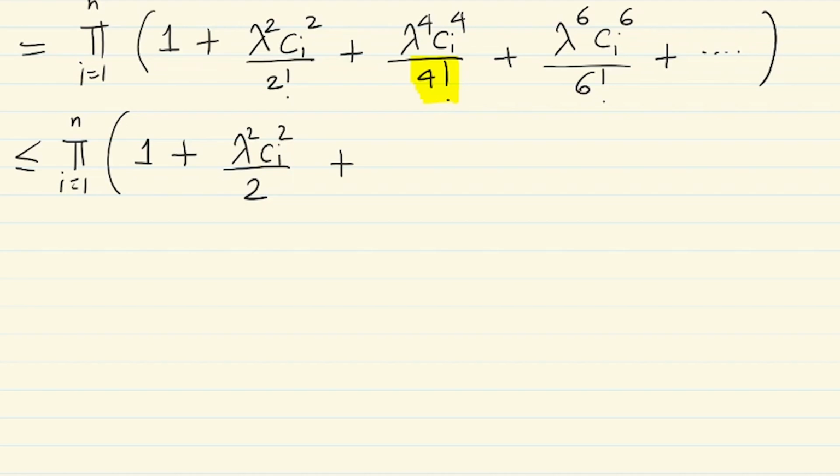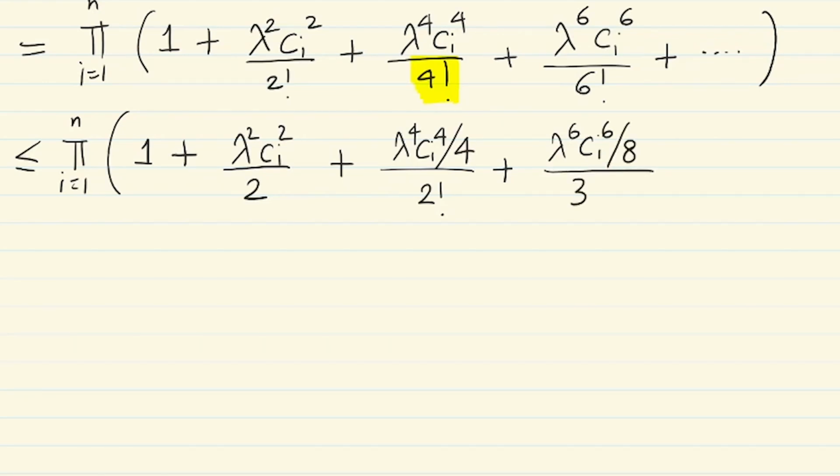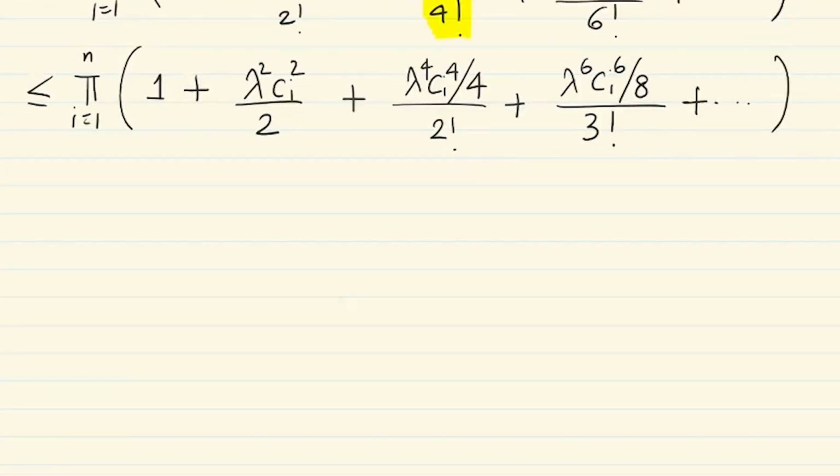Since I'm left with 2 and 4, I'll take the 2 common out of the even numbers, and I'll basically get 2 raised to 2 into 2 factorial. So what I get is lambda raised to 4 ci raised to 4 by 4. That's the 2 2's that have come out, and then I'll have 2 factorial. The same thing if I do to the next term, I'll have lambda 6 ci raised to 6. I'll get 3 2's as a product, so that's 8, and then what I'm left with is 3 factorial and so on.